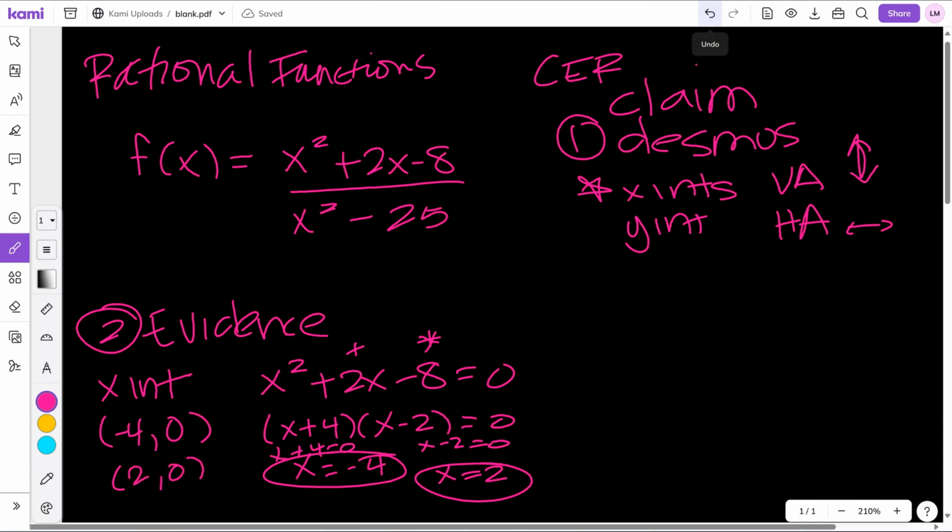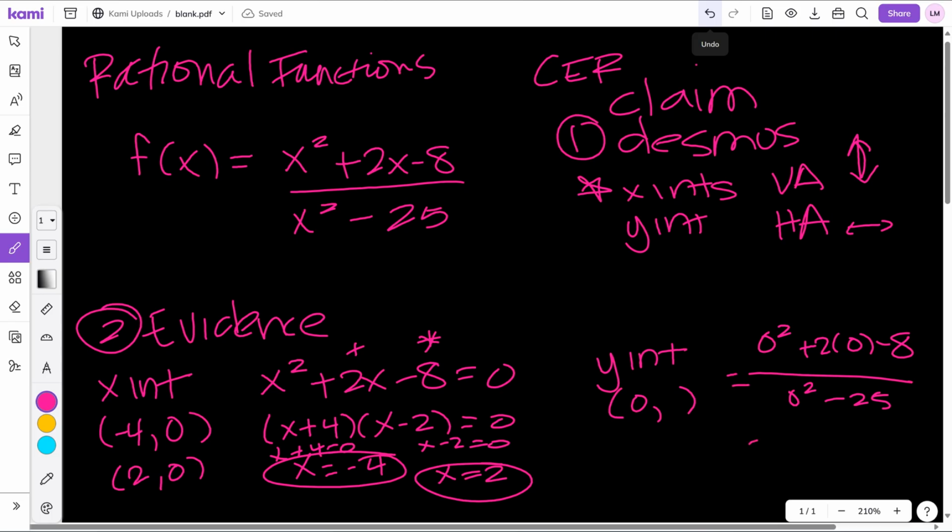All right, so I'll put those on my graph. Then remember to find the y-intercept, I plug in 0 for x. So everything with an x is going to be 0. So I have 0 squared plus 2 times 0 minus 8 over 0 squared minus 25. So remember, it just leaves me my numbers, -8 over 25, or, sorry, -8 over -25, or positive 8 over 25. And you could change that to a decimal and put that on your graph.